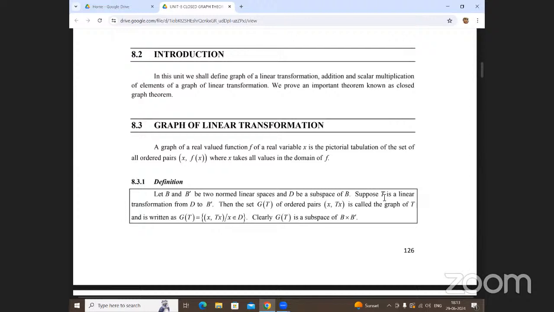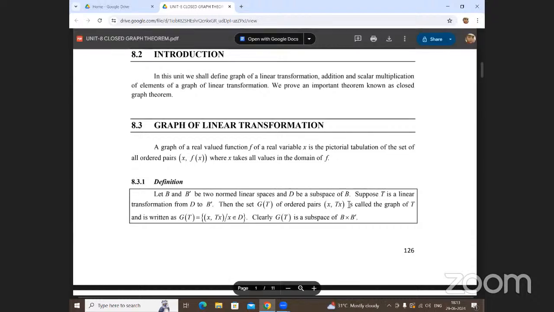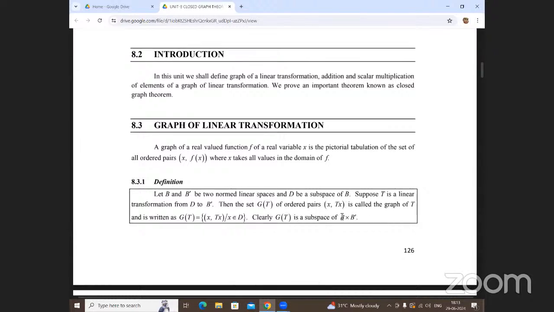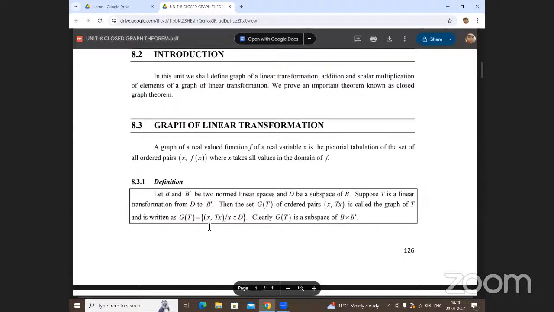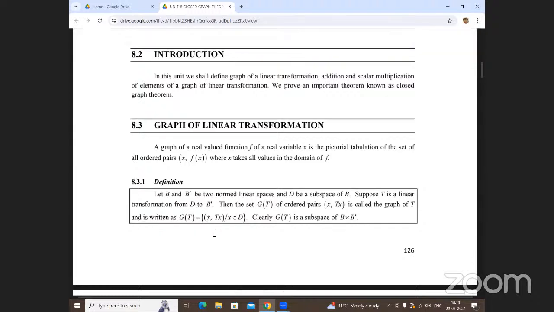So that is the linear transformation, and the domain elements come from the subspace capital D. Small x belongs to capital D, and through that subspace element, the transformation element is Tx in B dash. This ordered pair is called the graph of T. So the graph of T in roster form is the set of ordered pairs x comma Tx, where x belongs to capital D.